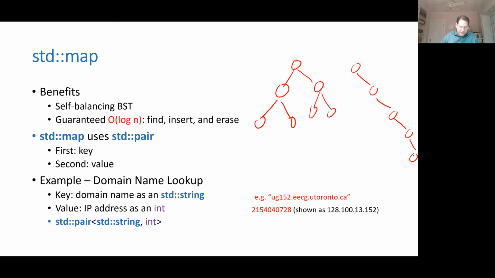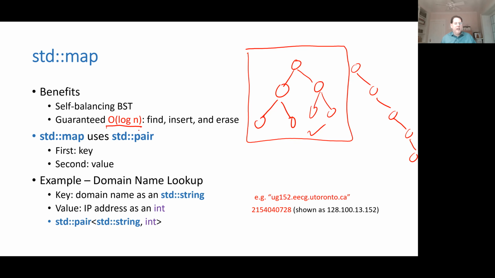The binary search tree inside of STL is self-balancing, meaning as you do inserts and erases, it will restructure the binary search tree if it has to, so that it keeps it balanced. So it's always going to be of this form on the left, and it's going to guarantee that it's log n access. Okay, how do we interact with the binary search tree?